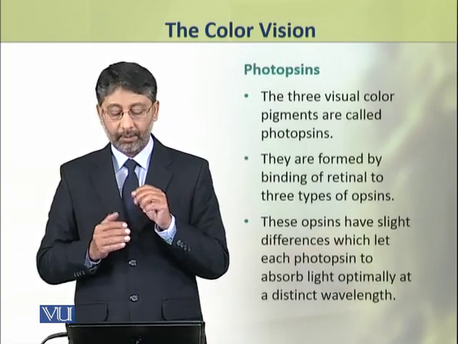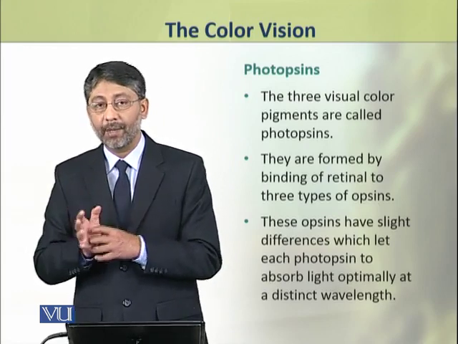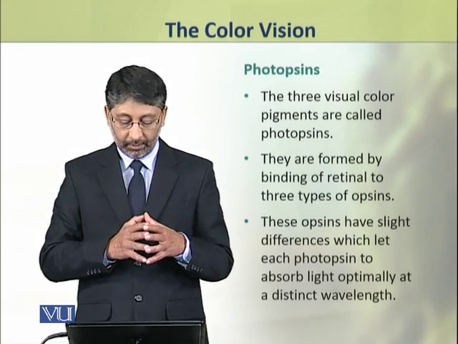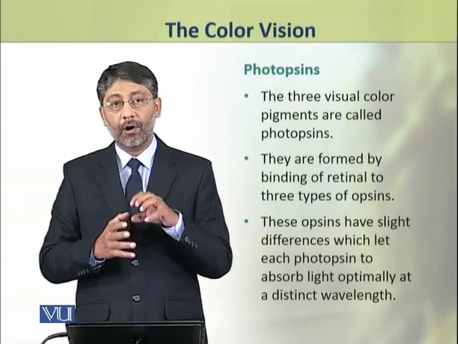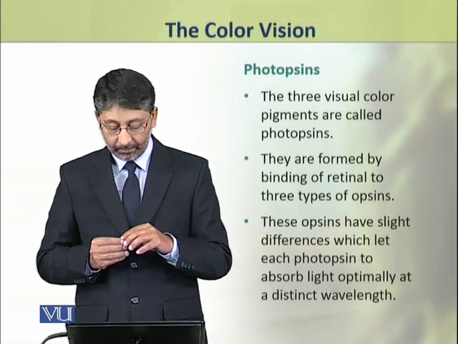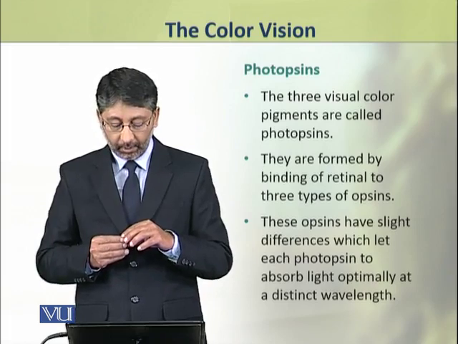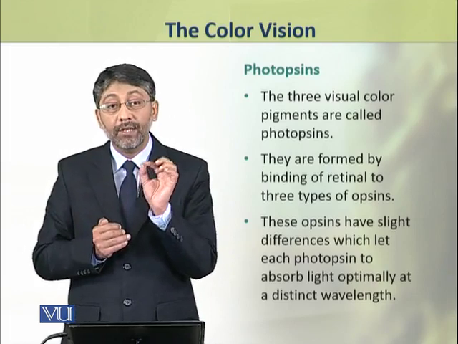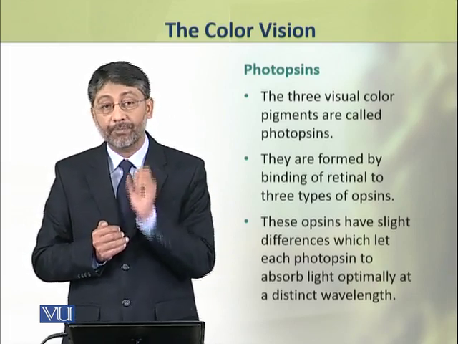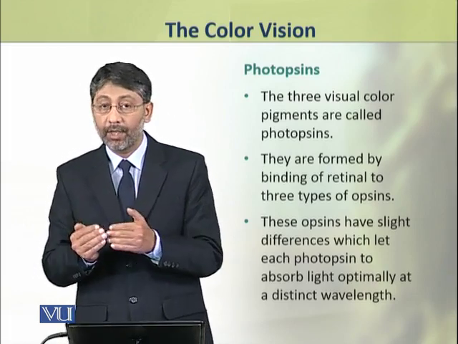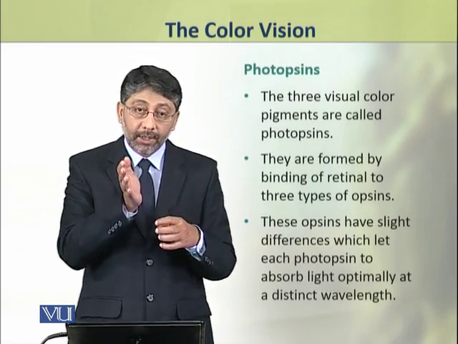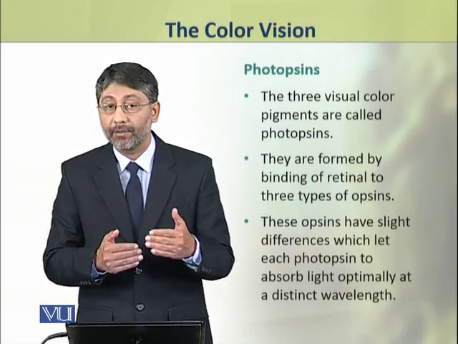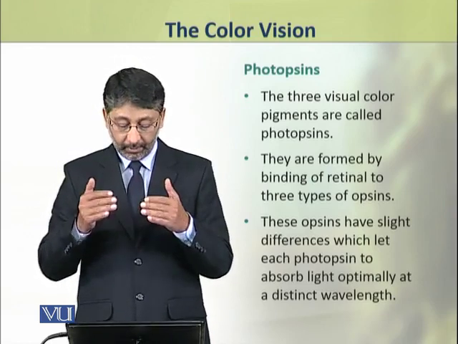Dear students, the three color pigments are called the photopsins. They are formed from the retinol. They are formed by the binding of retinol to three different types of opsins. Retinol तो वही है, लेकिन retinol तीन different types की opsins के साथ bind करती है, तो ये तीन different types के photopsins बनते हैं.